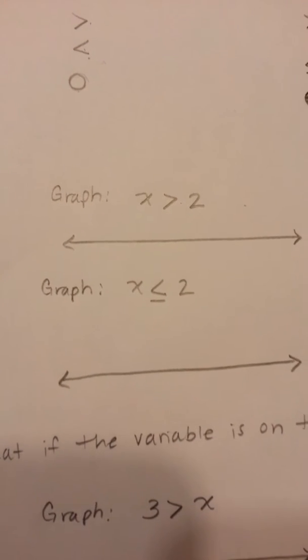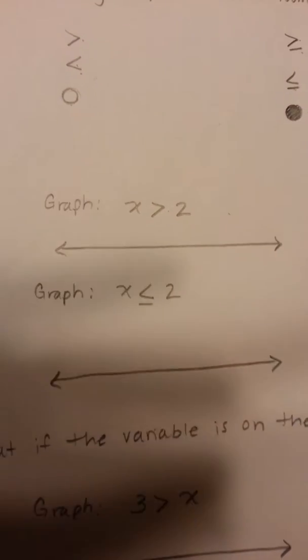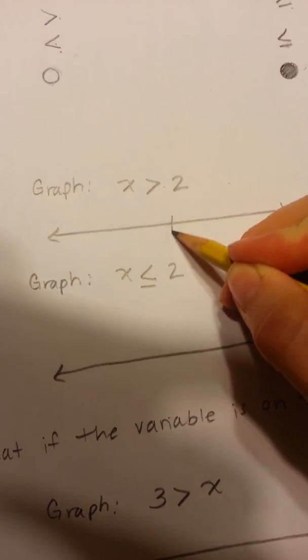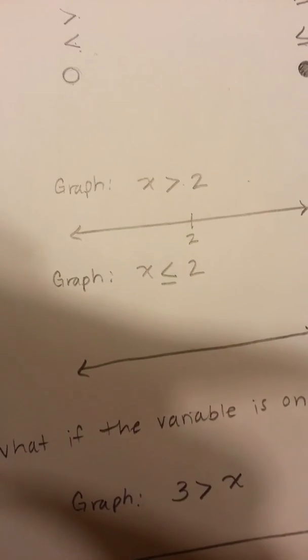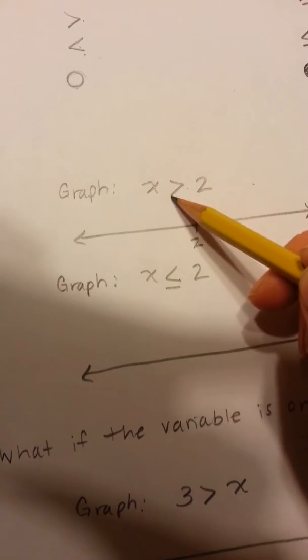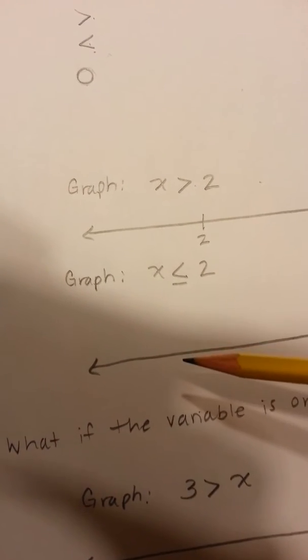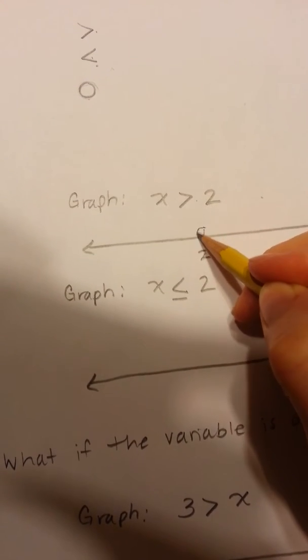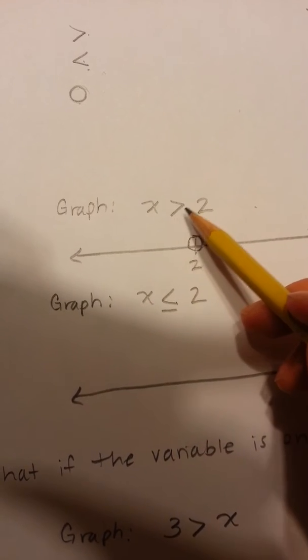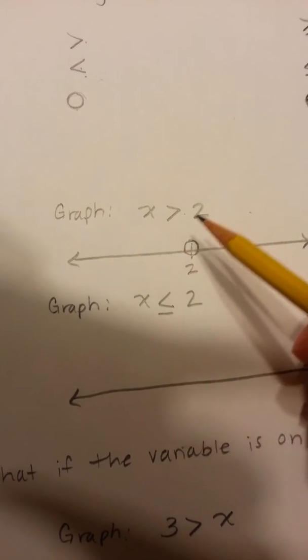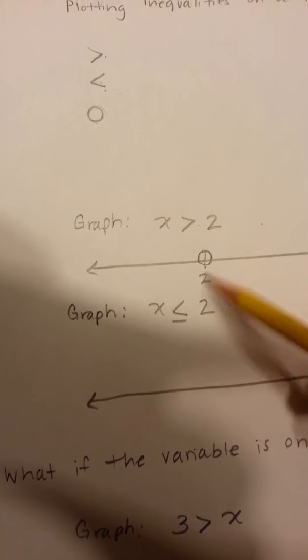Now let's go ahead and take a look. Anytime you have the variable on the left, then you can graph it straight away. So I'm going to start by putting a point and calling it 2, because 2 is the number that I'm graphing. Now x is greater than 2 in this scenario. So my circle will be open, my point will be open. The reason for that is because there's no equal to symbol underneath, or no pencil. So I know it will be open.